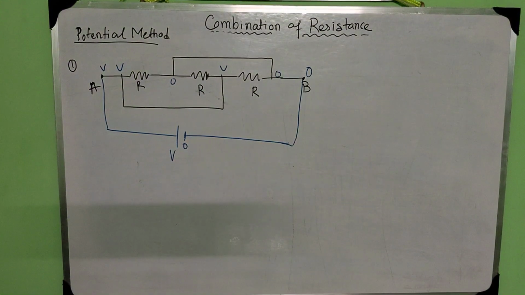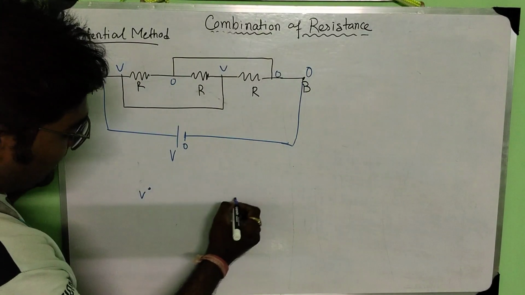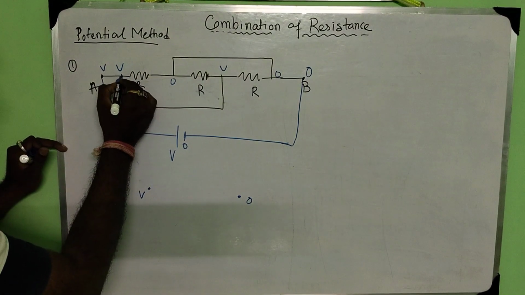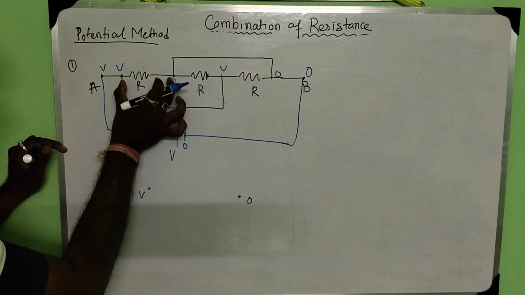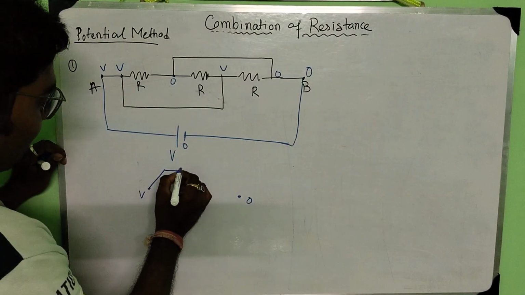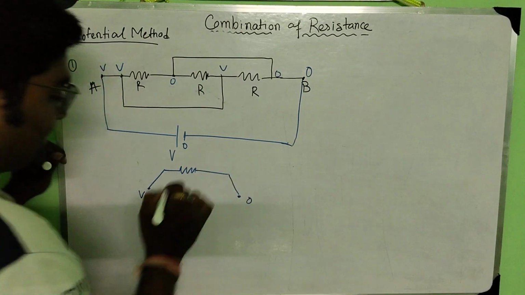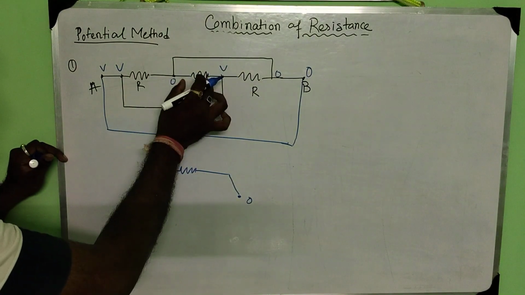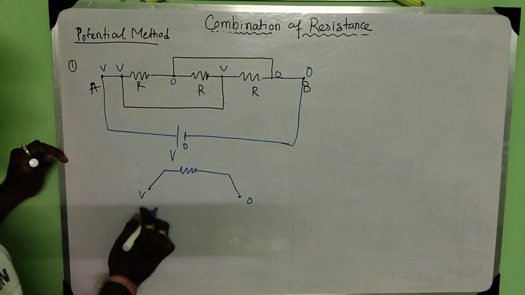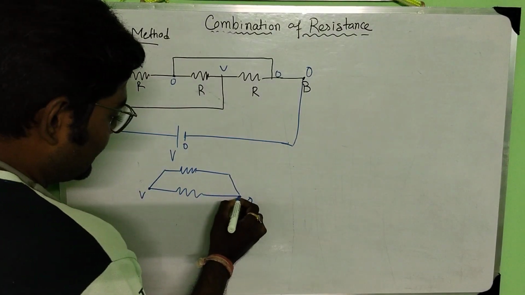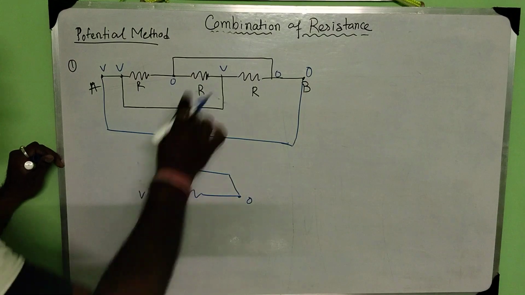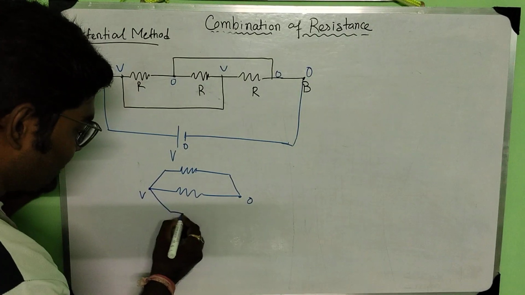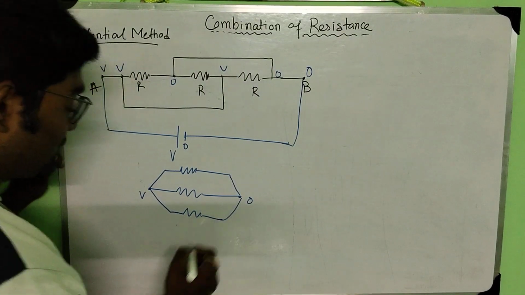Okay. Now see, if this point is V and this point is 0 voltage, this resistance is connected between V and 0. So we will connect it as V and 0. This resistance is connected between V and 0. We will connect it as V and 0. This resistance is also connected between V and 0. So obviously this resistance is also connected between V and 0.